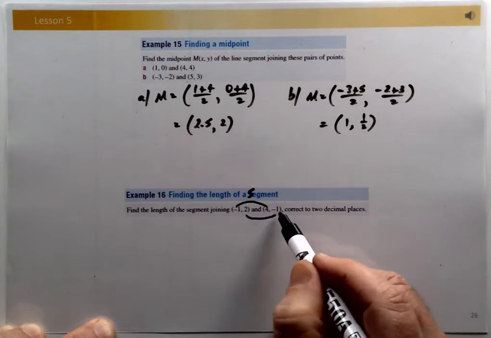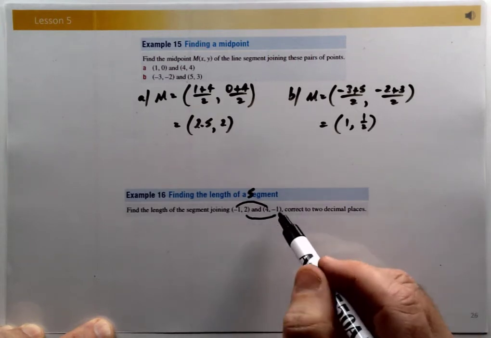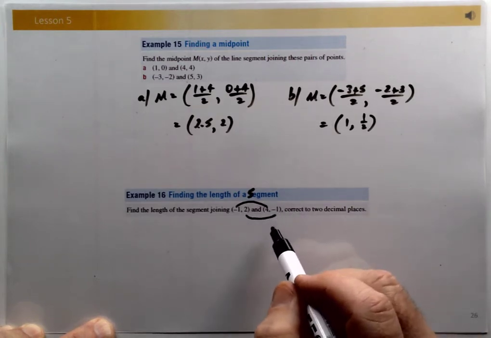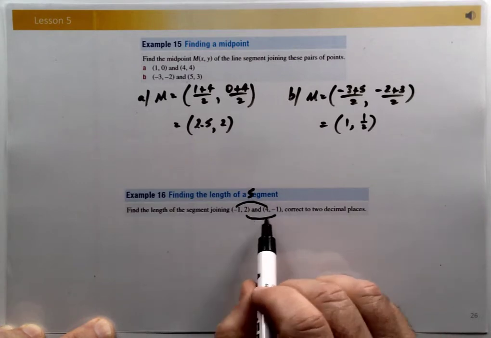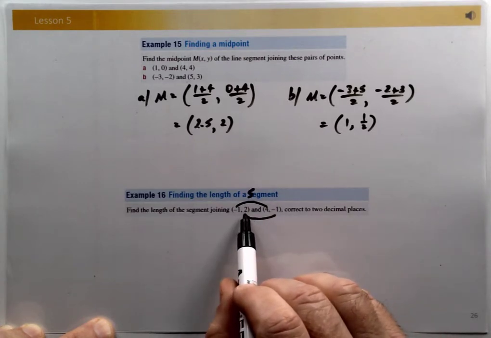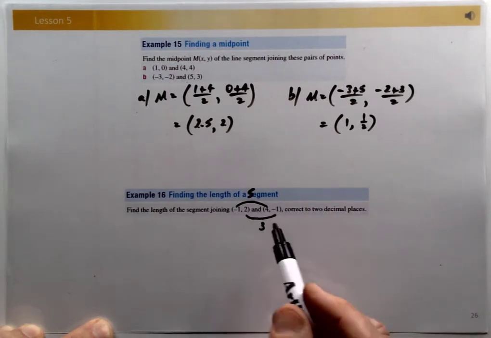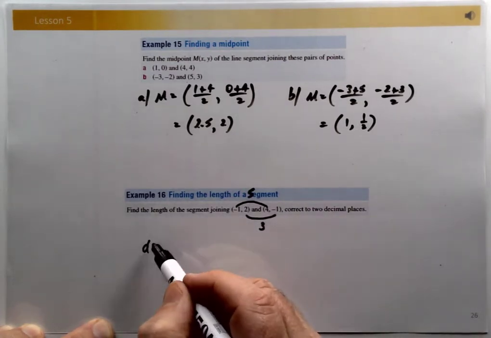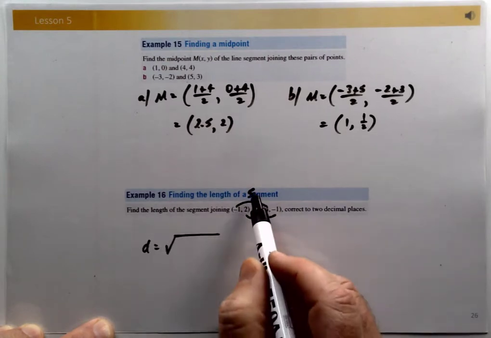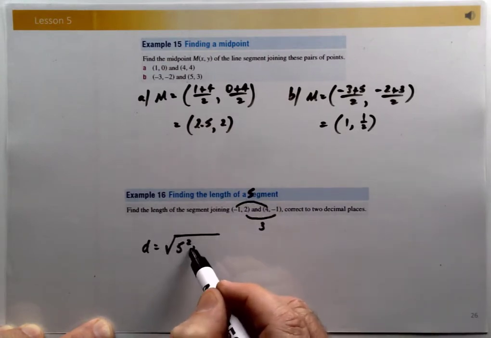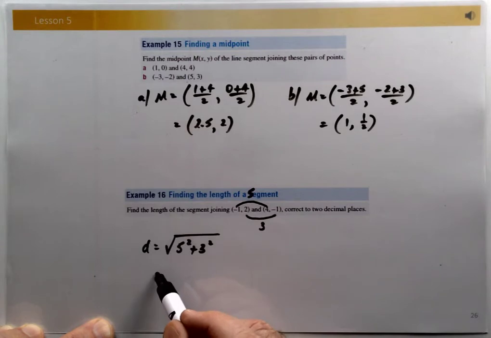The rise is the difference between, and we don't really care if either of these are negative or positive, by the way. It'll make no difference because we're going to square the number. The difference between 2 and -1 is 3, and again we don't care that it's a -3. So the length of that interval is just going to be the square root of 5 squared plus 3 squared.